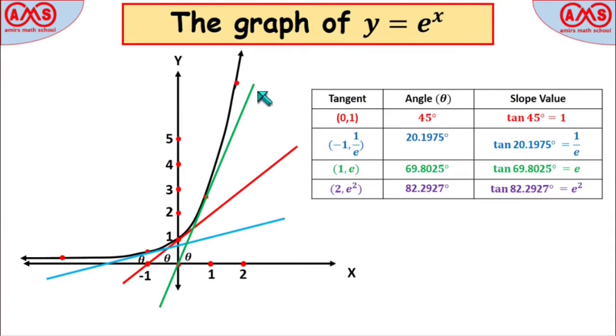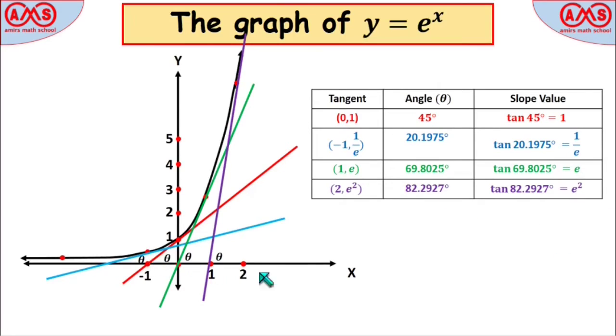If we take another tangent at this point, that is 2, e square, we get another new angle, which is approximately equal to 82.2927 degree. So at this point, 2, e square, the tangent makes the angle 82.2927 degree with the positive direction of x-axis. So tan 82.2927 degree is equal to e square. We just consider this an approximate value. If we find the exact value of this angle, tan of that angle will be exactly equal to e square. So at this point, that is 2, e square, the value of the slope of tangent is e square.